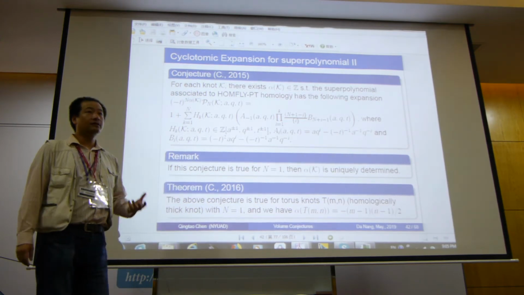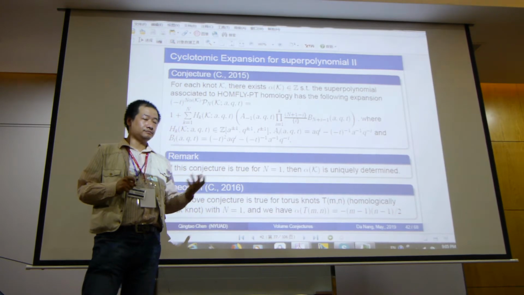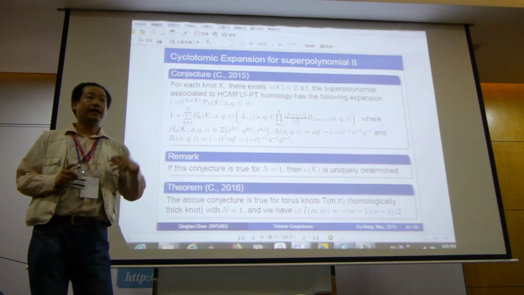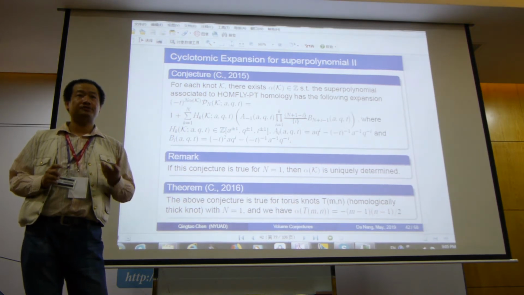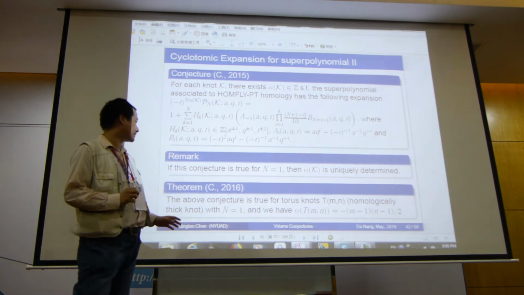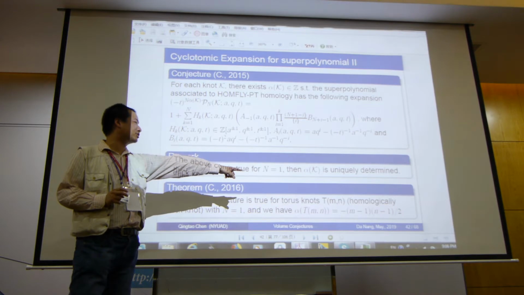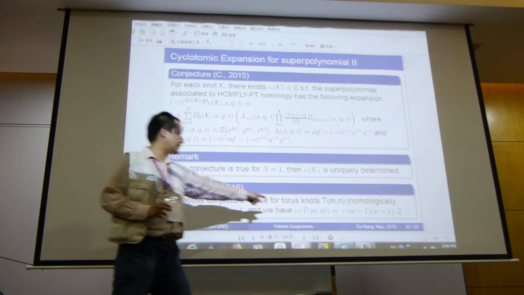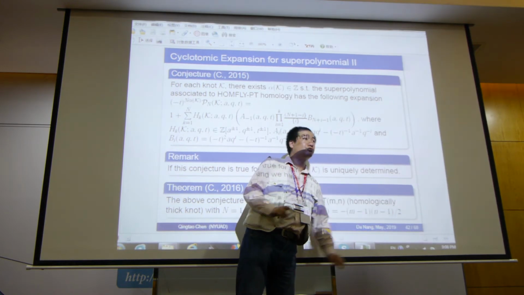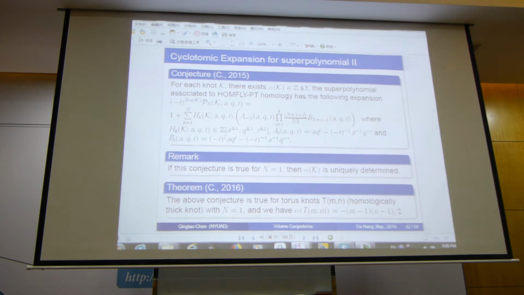If N equals 1 is correct, then you fix alpha k. And finally, we find a lot of similarity between this alpha k and the Rasmussen S invariant, and also the Ozsváth-Szabó knot Floer tau invariant. For the torus knot T(m,n), we find that the alpha invariant equals negative (n minus 1) times (m minus 1) over 2. This is closely related to the Milnor conjecture.